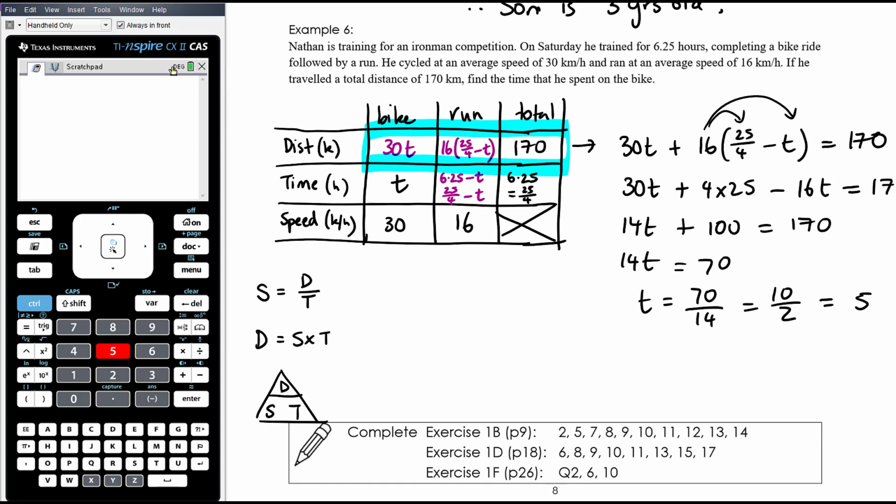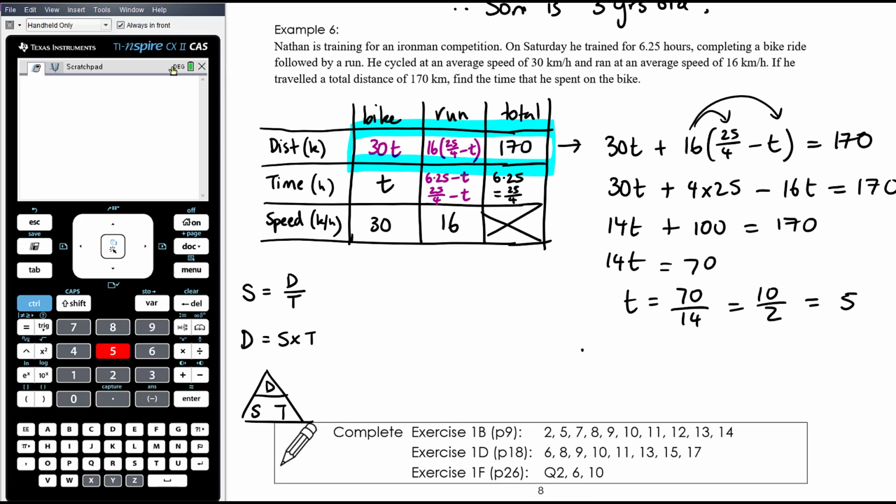So t was what we were trying to work out, the time that he spent on the bike. Therefore, Nathan cycled for 5, what were the time units? Hours. 5 hours. He's an Iron Man. So he cycled for 5 hours at an average speed of 30 kilometres per hour.